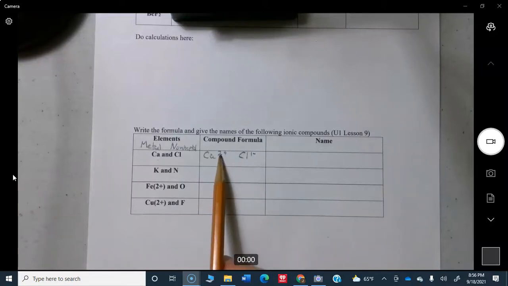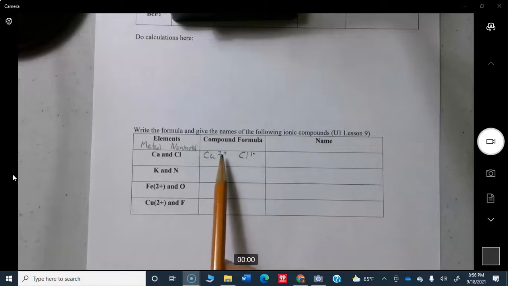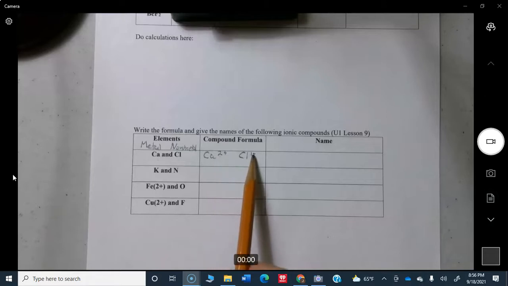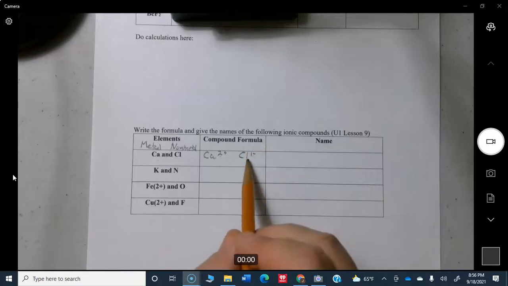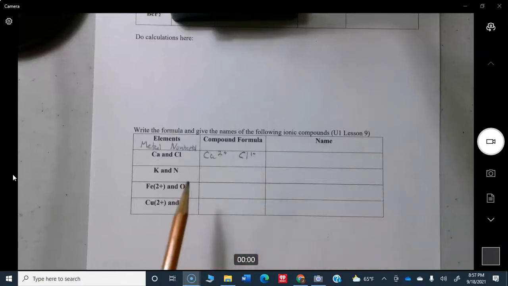So this one is a 2+, this is only a 1-. You need another one of these. Put another way, this calcium is going to give off 2 electrons. We just said that. This chlorine can only catch 1. So you're going to need a second chlorine. Okay, so you're going to need 2 chlorines. That'll give you a 2-, and calcium is a 2+, so 2+, 2- balances.